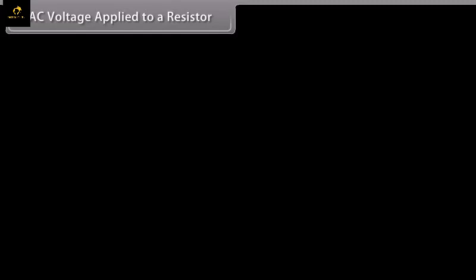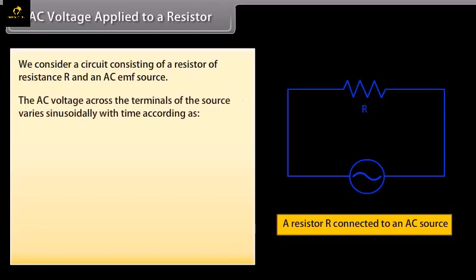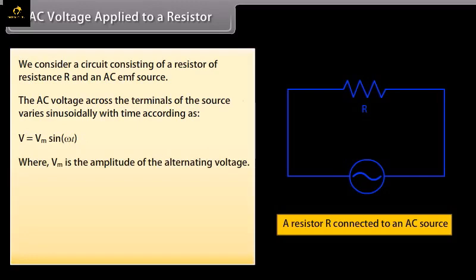AC voltage applied to a resistor. We consider a circuit consisting of a resistor of resistance R and an AC EMF source. The AC voltage across the terminals of the source varies sinusoidally with time according as V = Vm sin ωt, where Vm is the amplitude of alternating voltage and ω is the angular frequency.